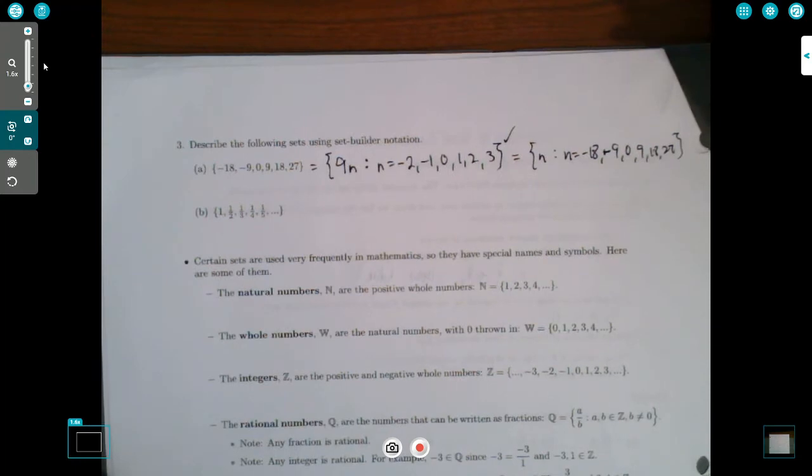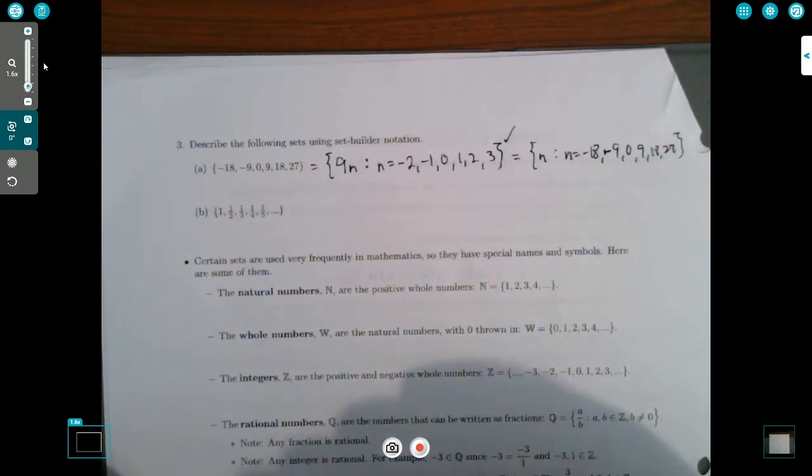See if you can do part B on your own. Okay, here's my solution.